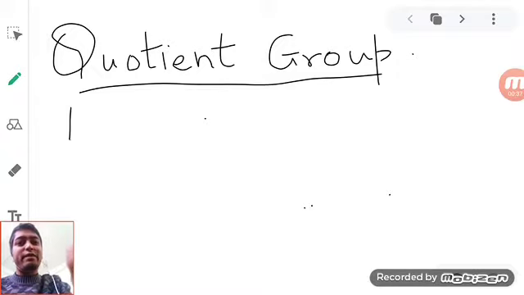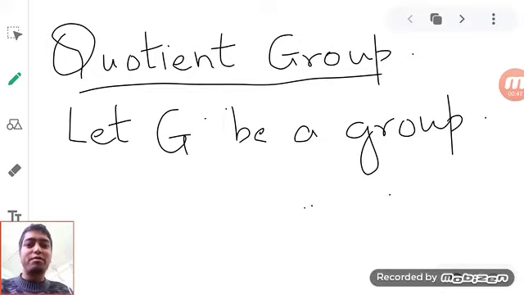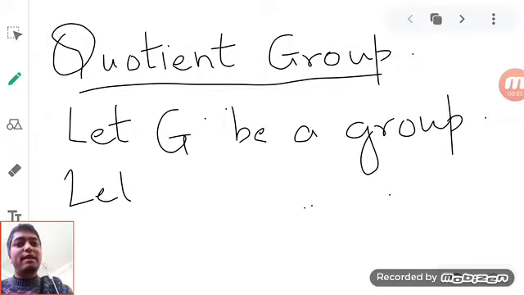That is, if you are given a group G, let G be a group. If you have to construct the quotient group, you first of all need a normal subgroup of G. Let N be a normal subgroup of G.